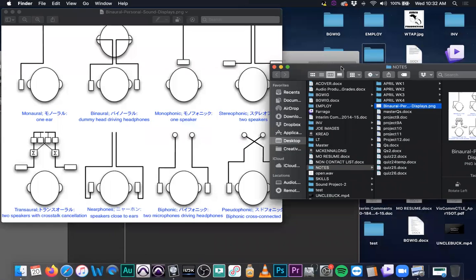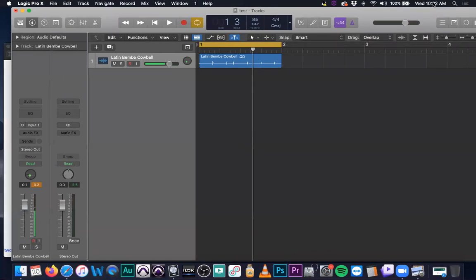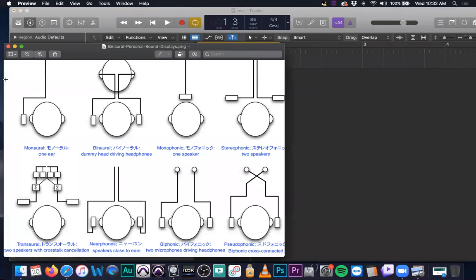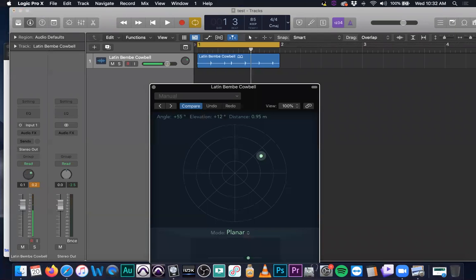There we go. So if you recall, binaural is using a dummy head, which is just a piece of hardware or software that pre-mixes it and sends it out. So for the binaural panner, we right click on the panner itself, and we can now select the binaural panner. All right. Now, when I double click this, you're going to see that things are a little different.